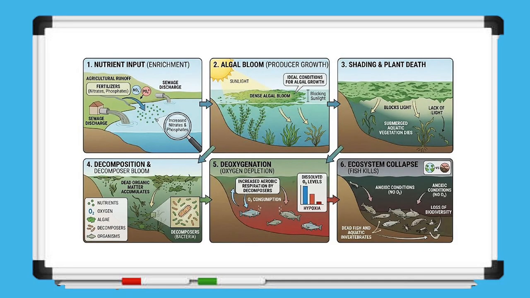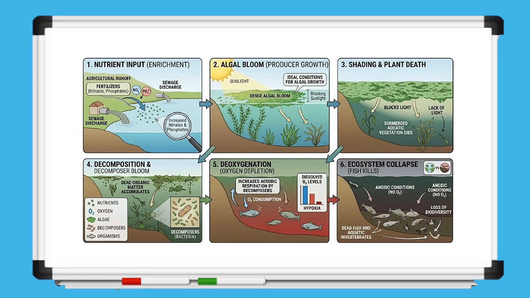Now, if we look at this next diagram, it summarizes the same process in a clear sequence. First, nutrient-rich runoff containing fertilizers and sewage enters the water, causing nutrient enrichment. These nutrients trigger a rapid algal bloom, which spreads across the water surface. The dense layer of algae blocks sunlight, preventing underwater plants from photosynthesizing, so they die.